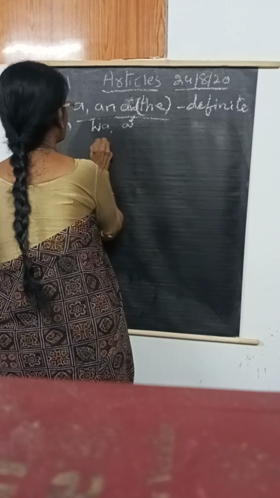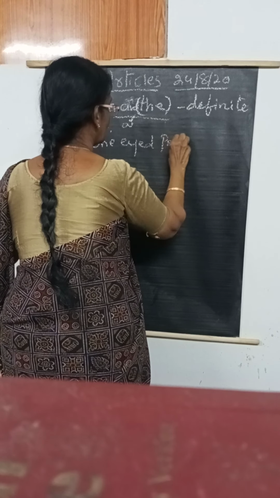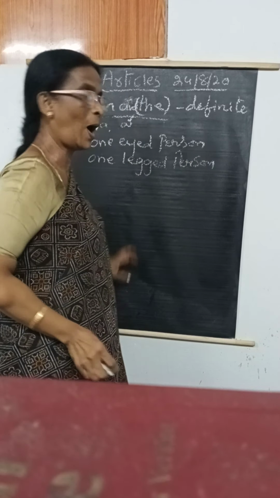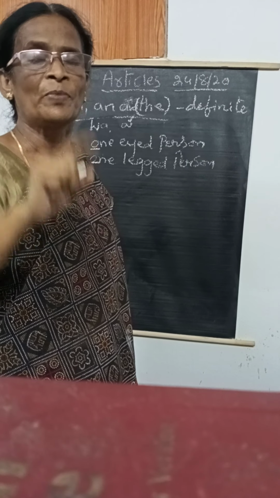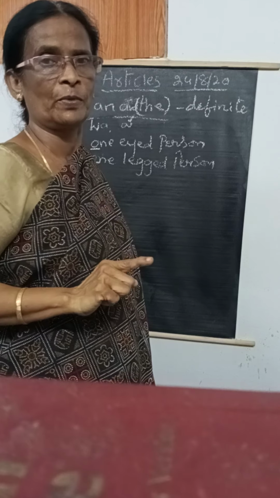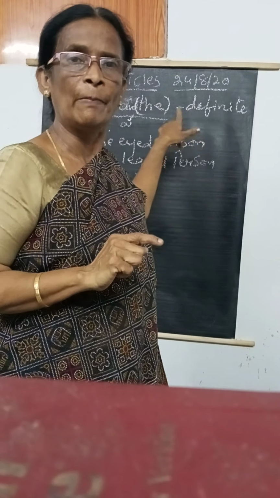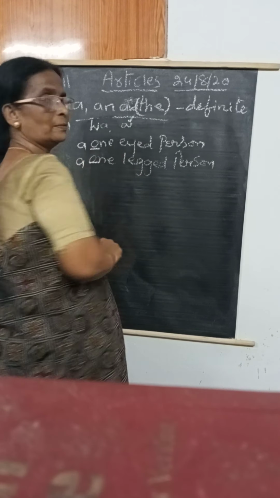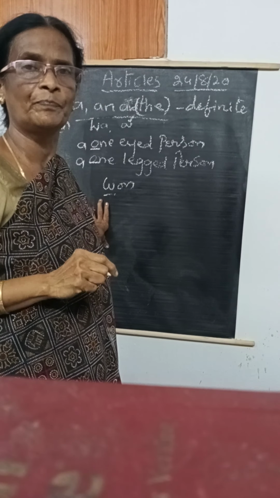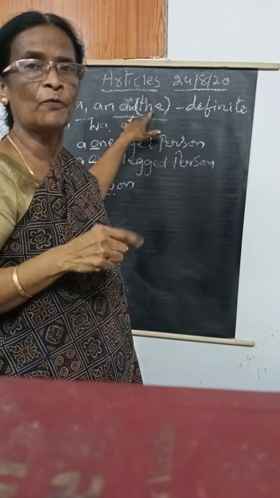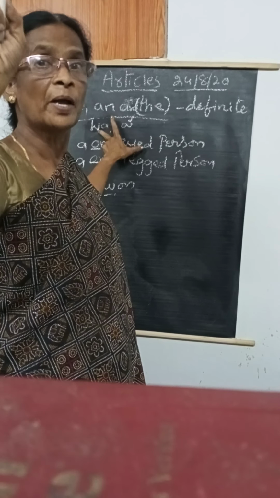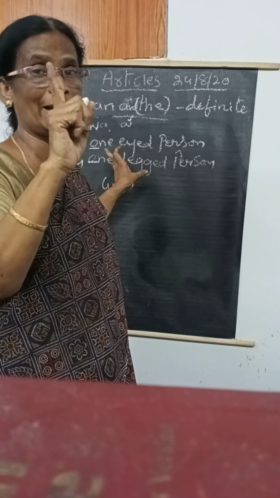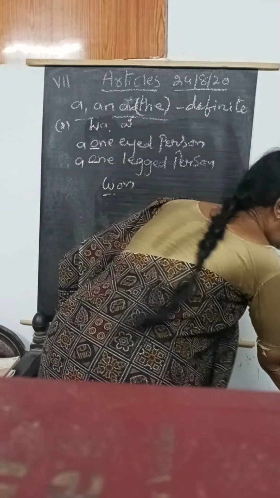I'll tell. One-eyed person. One-legged person. O gives the wa sound. That wa sound is a consonant. Though the letter comes from the vowels, it gives the consonant sound. That's why we write a instead of an. A one, but here W is in one. W is the consonant. But here, O is the vowel. Before the vowel we write an, but this wa sound comes from the consonant, so we write a. A one-legged person, a one-eyed person. Where you get this wa sound, you have to write a but not an.